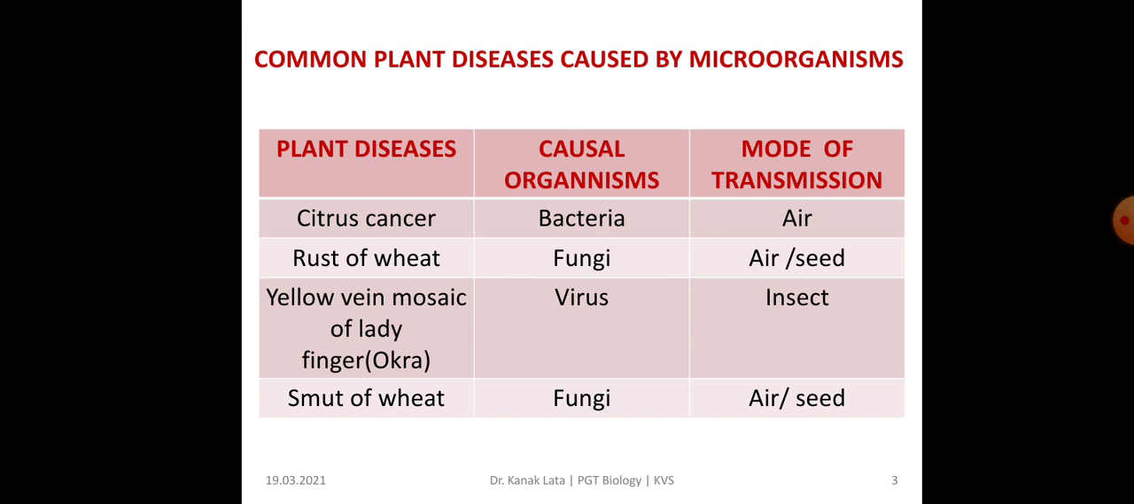Another is yellow vein mosaic of ladyfinger, that is okra. It is also caused by virus and the mode of transmission is through insects. Last one is smut disease of wheat. This is caused by fungus and the name of the fungus is Ustilago and it also enters into the body of the plant by air or through seeds.